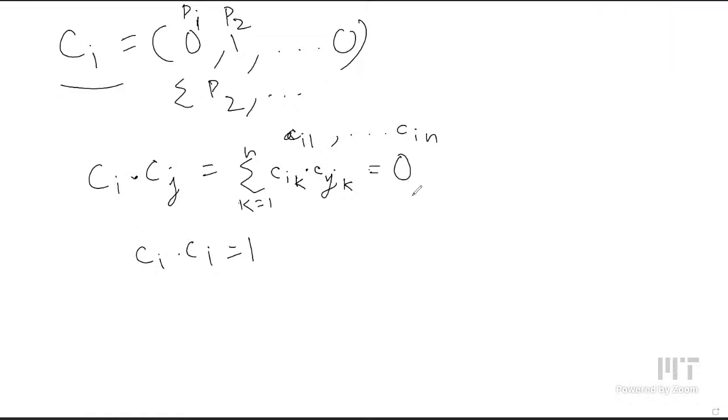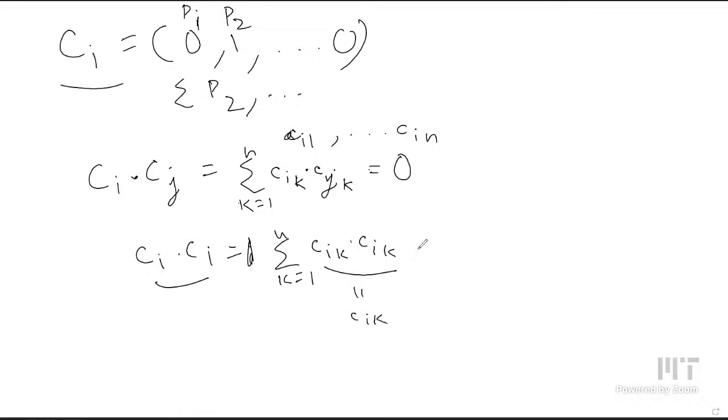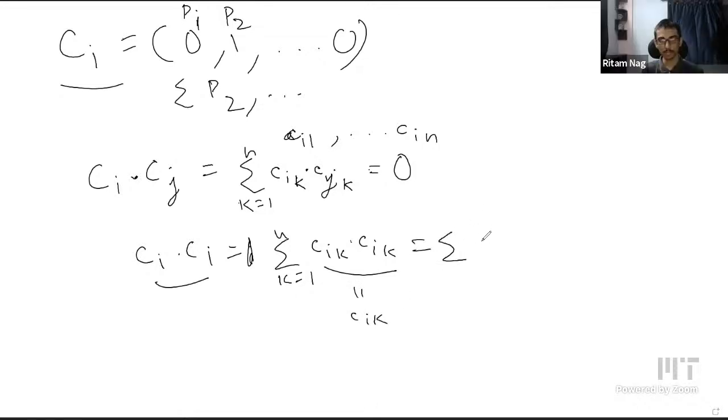No, this Ci dot Ci equal to 1, I didn't get this. This is because each club has an odd number of members. Ci dot Ci is just the sum over k from 1 to n of Cik dot Cik, but Cik dot Cik is just Cik in F2, because 0 dot 0 equals 0 and 1 dot 1 equals 1. So this is just the number of members Ci has.